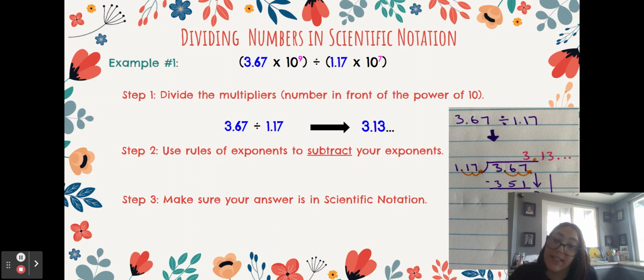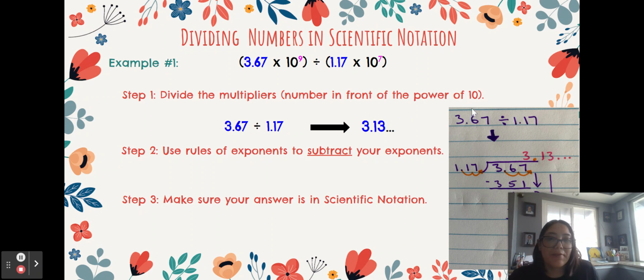And to deal with those pesky decimals, if you see 1.17 has 2 decimal places, it's in the hundredths place, we're going to go ahead and move those over 2 powers of 10, which means the 3.67 is also going to be moved over 2 powers of 10. Okay, so then we get to treat this as though they're whole numbers. Okay, so take a look at that.